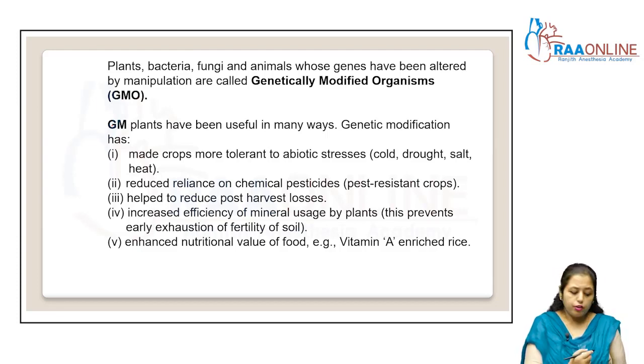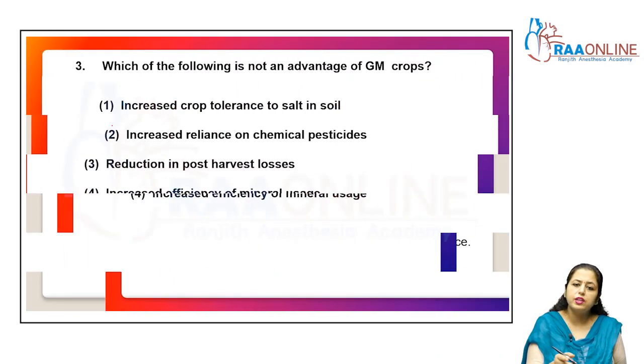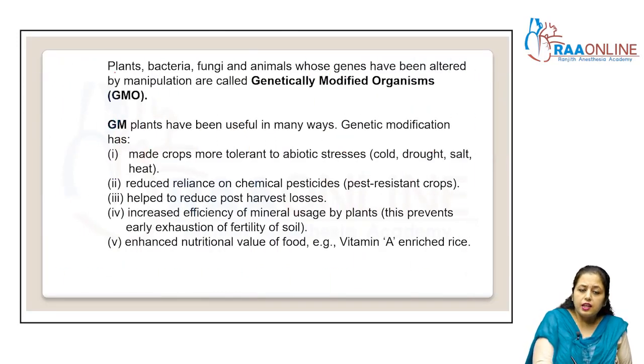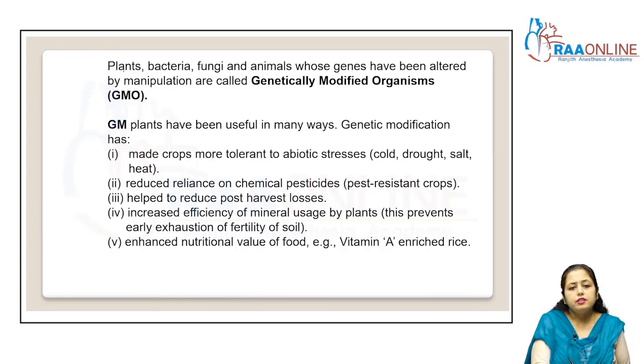These are the exact lines of the NCERT, and you have to focus on these lines so you can solve all these questions easily, right? See, in NCERT it is clearly mentioned that the plants, bacteria, fungi, and animals whose genes have been altered by manipulation are called genetically modified organisms, that is GMO. These GM plants, genetically modified plants, have been useful in many ways.